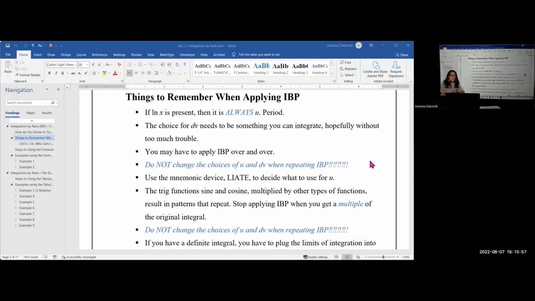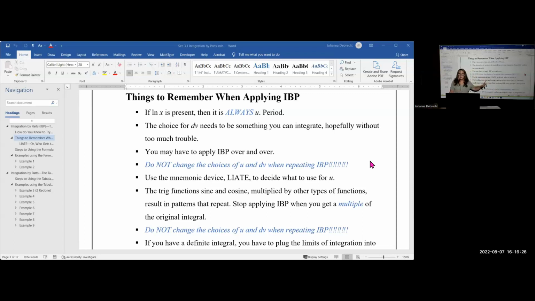In fact, there are a few cases where you can switch the trig and the exponentials. If you have t and e, you could do e then t or t then e, and it works either way. But most of the time, you're better off just memorizing this mnemonic device and sticking with it, right? The trig functions, sine and cosine, multiplied by some other type of function, are going to result in patterns that repeat.